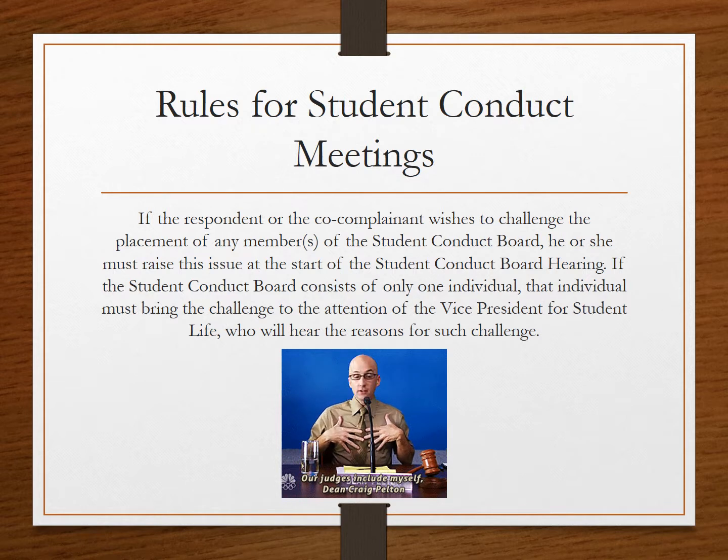Sage makes every effort to ensure that the hearing officer for your case is impartial. If you wish to challenge the placement of any member to the Student Conduct Board, you should raise the issue at the start of the Student Conduct Board hearing. If the Student Conduct Board consists of only one individual, that individual must bring the challenge to the attention of the Vice President of Student Life, who will hear the reasons for such a challenge. The Vice President will then decide whether or not to assign a new hearing officer to your case.